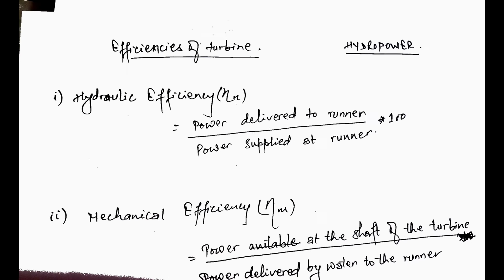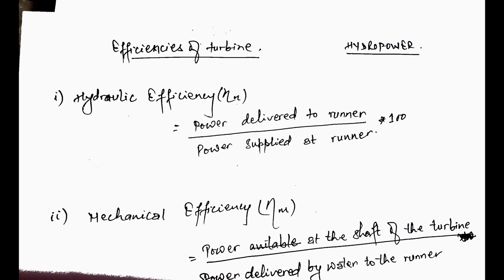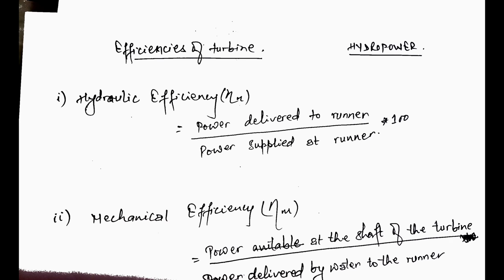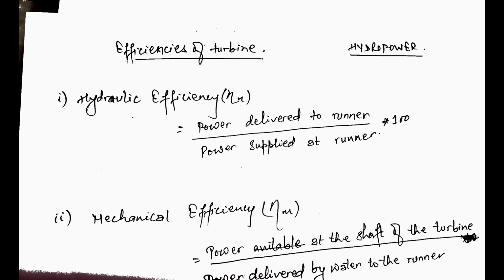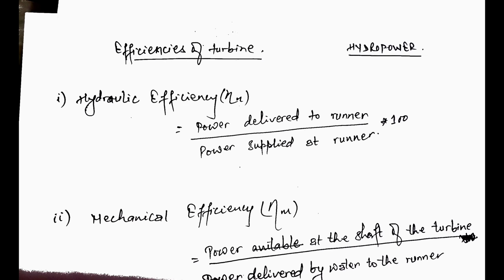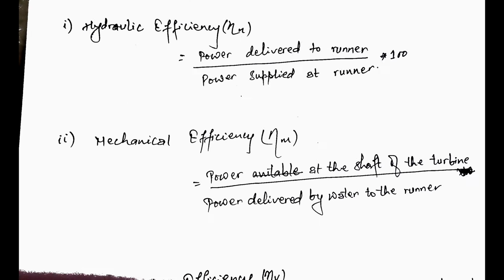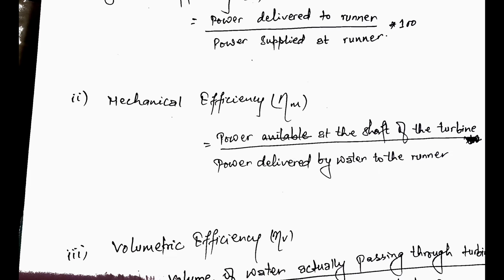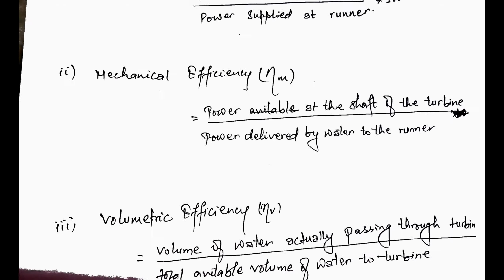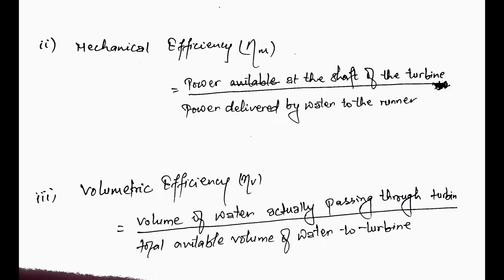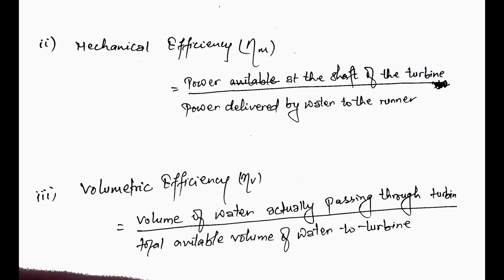And third, volumetric efficiency. The volumetric efficiency refers to the ratio of the actual volume of water that passes through the turbine to the total available volume of water. It is a measure of how effectively the turbine utilizes the incoming water flow for power generation. It can be given as volumetric efficiency equals volume of water actually passing through turbine divided by total volume of water to turbine, multiplied by 100.